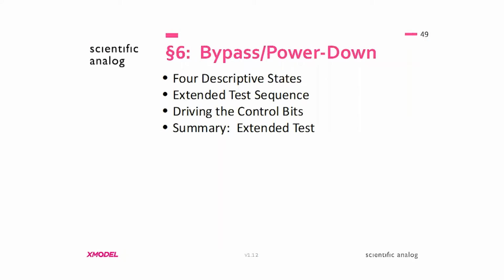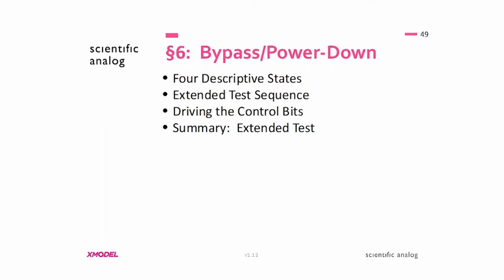Section 6, Bypass Power Down Mode. Our basic test sequence has focused on normal filtering operation. We applied a new transaction to the DUT every clock cycle. That transaction included a random frequency sinusoid and a random cyclic mode applied to the DUT inputs.